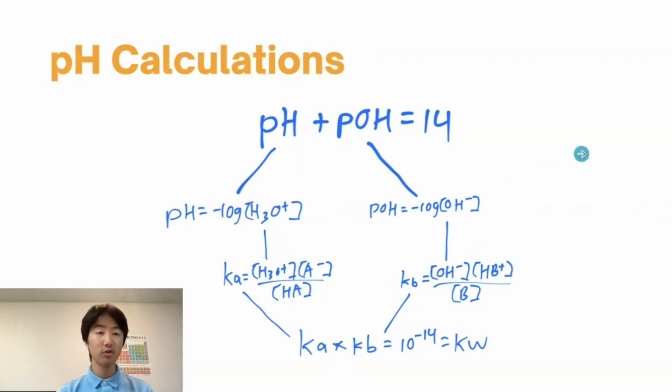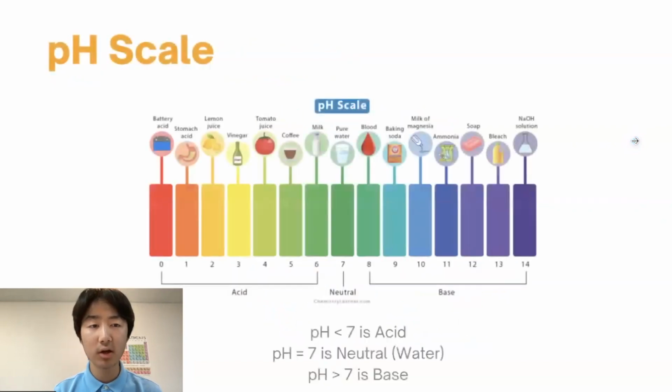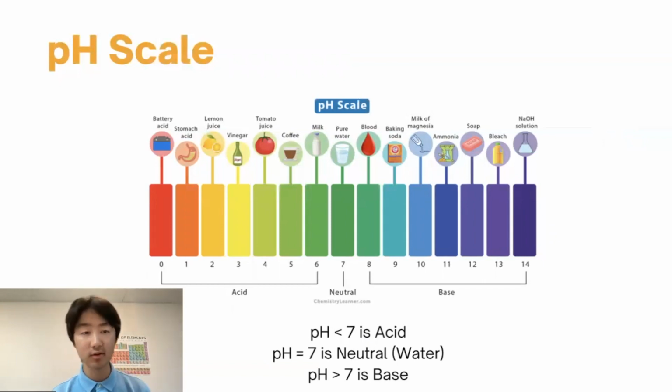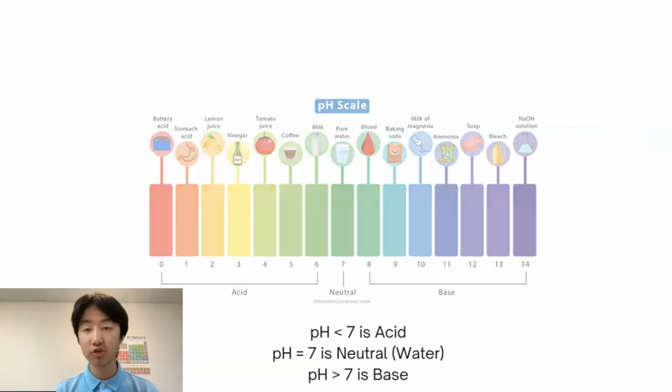So pause this if you need to take a screenshot for future reference in your classes. But to synthesize, when you calculate the pH value, if the pH is less than 7, it's an acid, such as battery acid, stomach acid, vinegar, tomato juice, coffee. I know a lot of you guys get coffee from Starbucks, right? pH equals 7 is neutral, which is water, and then pH greater than 7 is a base, such as blood, baking soda, chewing gum, ammonia, soap, bleach.